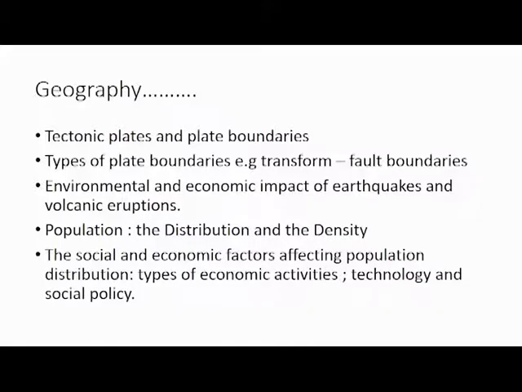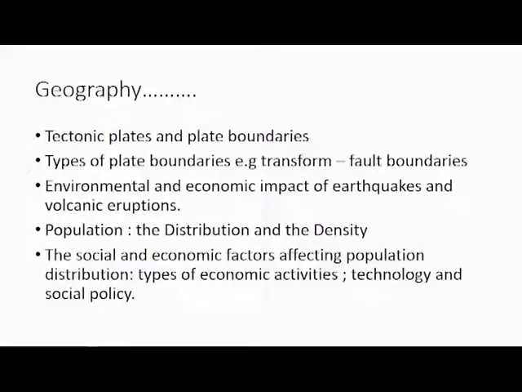the social and economic factors affecting population distribution in terms of the type of economic activities that are found in a certain area, type of technology, and the social policy of that specific community or country.